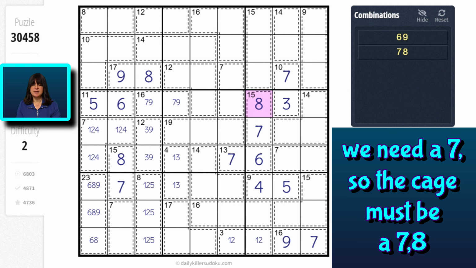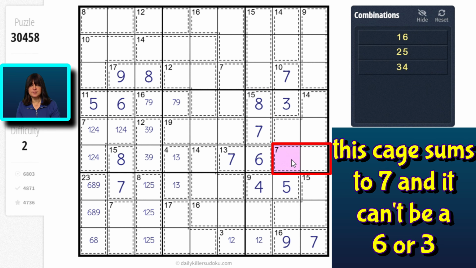Now, let's see. This cage here sums to 7, with the possible combinations of 1, 6. No, it can't be that because there's already a 6 in the block. How about 3, 4? No, there's already a 3 in the block. So these 2 cells have to be a 2 and a 5. And because of this 5, this has to be the 2. And this is the 5. And I can eliminate this 2 over here.